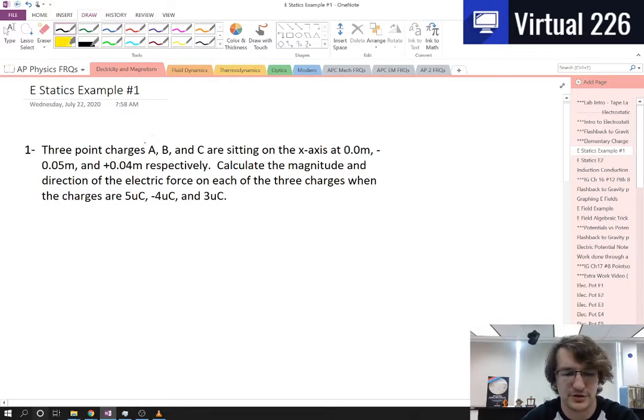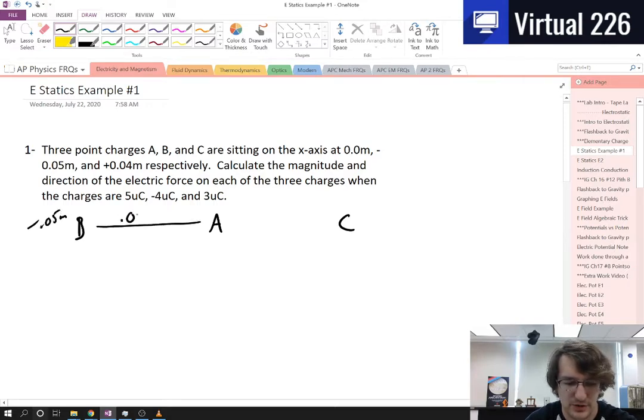But we have our 3-point charges, A, B, and C, and they're sitting on an x-axis, so they're all in the same line, at x equals 0 meters, minus 0.05 meters, and positive 0.04 meters respectively. To give you an idea of the setup here, it's going to go A at 0, B is going to be back here, and then C is going to be up here. Because B is at negative 0.05 meters, that is 0.05 meters to the left, and because C is positive, it's 0.04 meters forward here, okay?